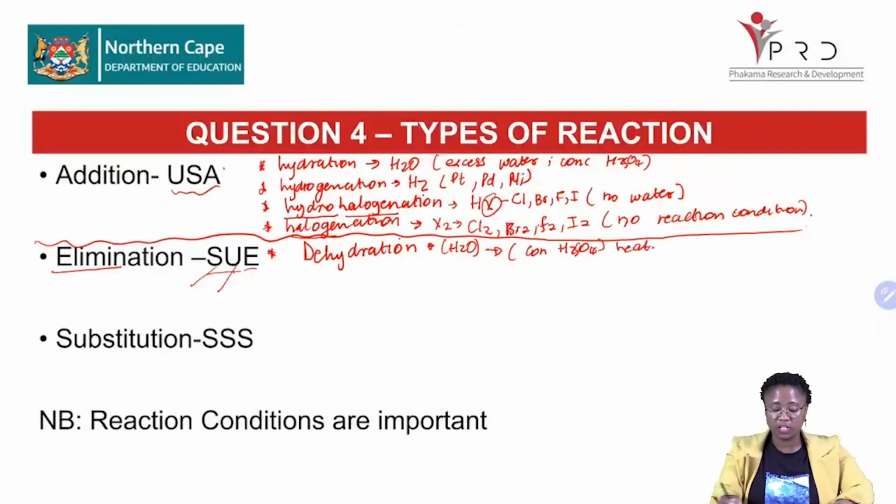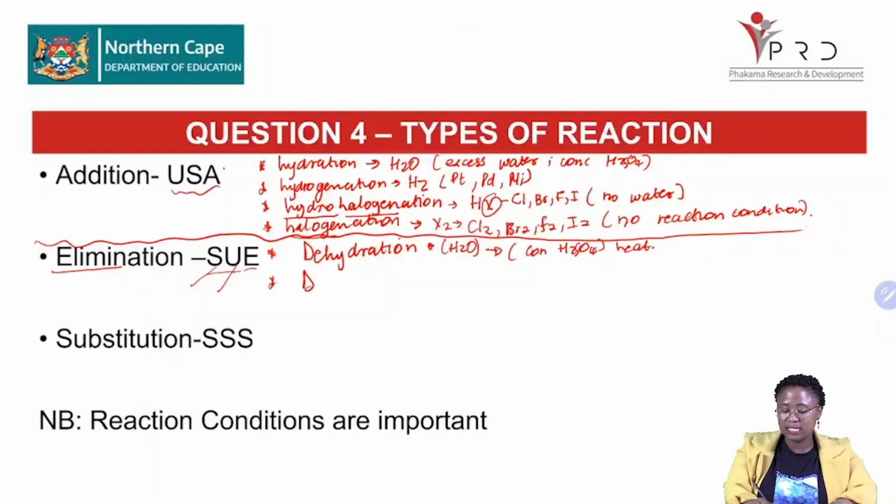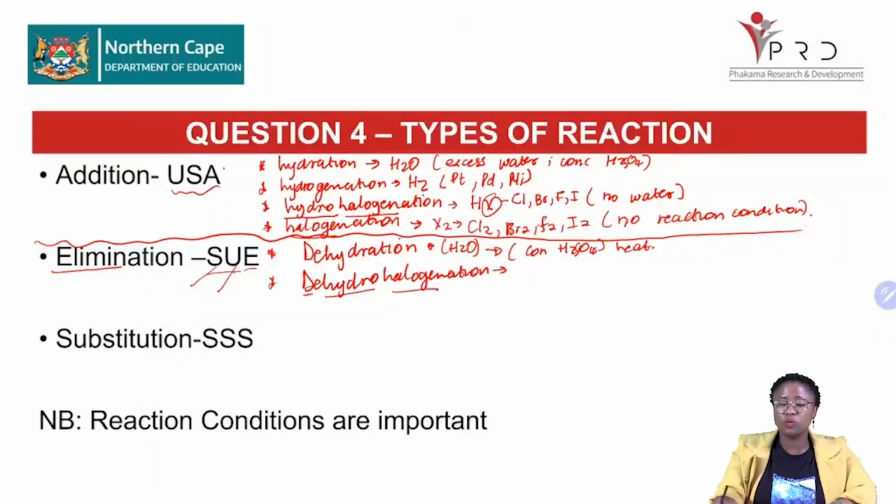Now the third one, to help you remember, is dehydrohalogenation. Oh, this one is the long one, but very important. Dehydrohalogenation. What am I removing?